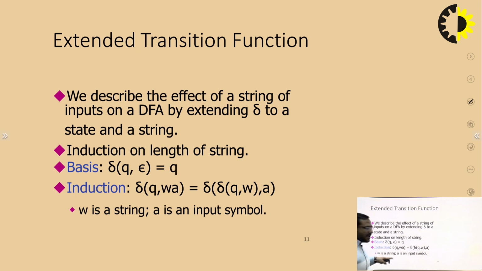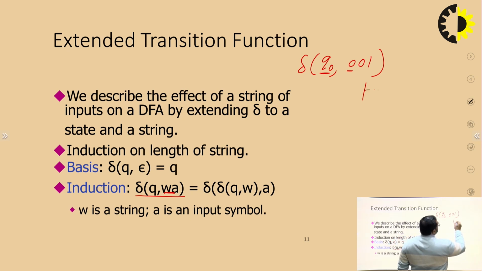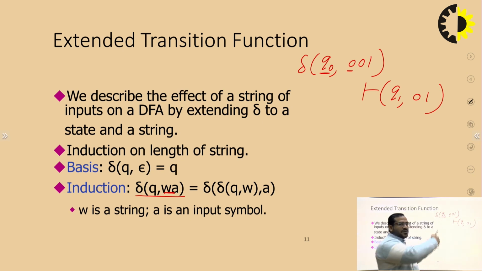Extended transition function. Sometimes when we are going to solve problems, a transition function is like delta q, w a, where wa is a string. For example, q0 and the string is 001. That is basically the extended version. What does it mean? Initially you have to solve it like q0 taking a 0 input. What is the next state? Suppose q1, then the remaining string is 01. This is the way you can travel through it. Or another way, suppose q0 with 01.